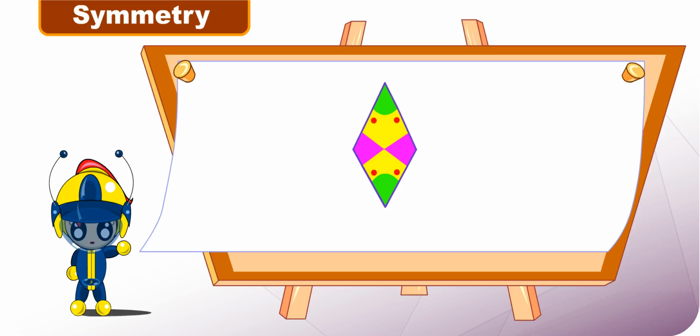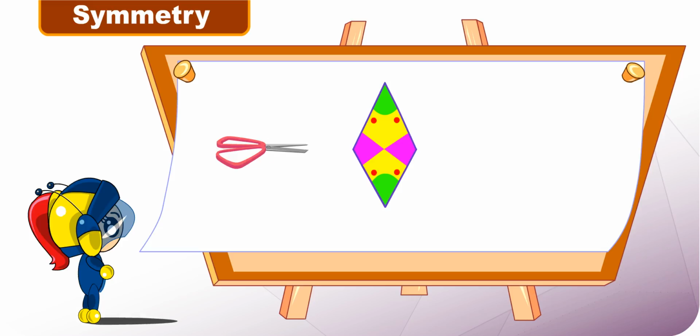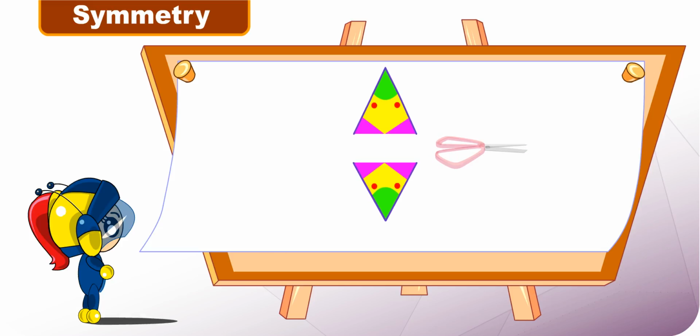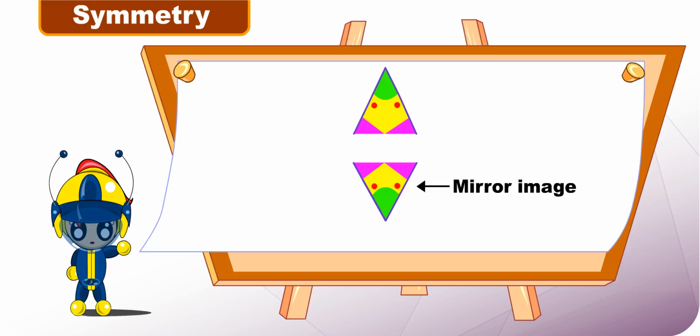What's that? The line of symmetry is where we can cut a picture into two exact halves, and one half is a mirror image of the other. Mirror image? Yes, let me show you an example.